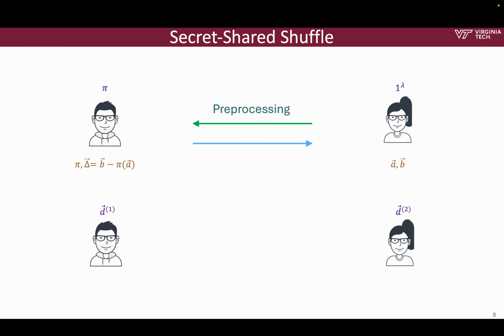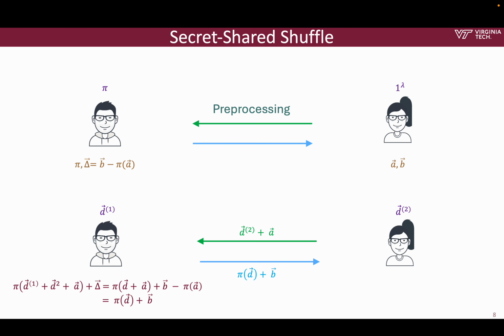In the online phase, we assume that each party has a secret share as input, denoted as D1 and D2 here. Then the party on the right sends its masked secret share, which is D2 plus A, to the party on the left. Then the left-hand side party computes as the formula here and sends the shuffle mask value pi d plus b to the right-hand side party. At the end of this protocol, one party holds a permutation pi and the other party holds permuted output d. Only the one who knows both the permutation pi and permuted output d can recover the actual output.